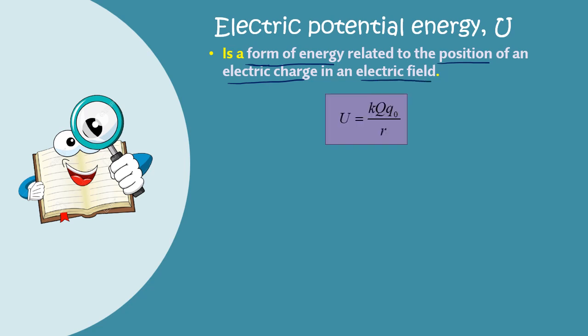So U is given by U equal to K capital Q, Q naught over R. Commonly, the capital Q refers to a point charge. The symbol of capital Q is for the point charge, and the symbol of Q naught refers to the test charge.